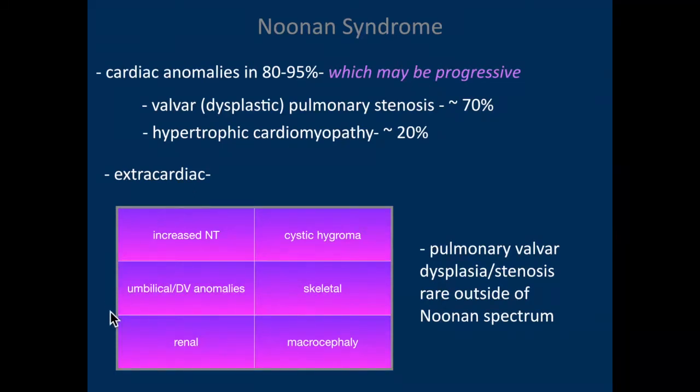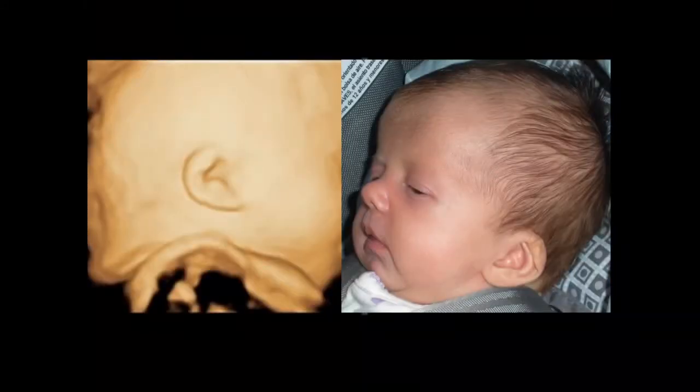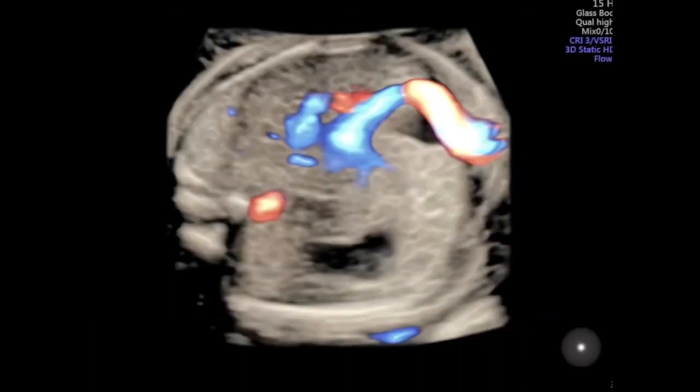The extracardiac features, again, some have a lot of overlap with Turner syndrome, and some are a little bit more specific, including umbilical or ductus abnormalities. So here's a baby I took care of a really long time ago who had a very large head with posteriorly rotated low-set ears. Here you can see the picture of the newborn with the same ear phenotype.